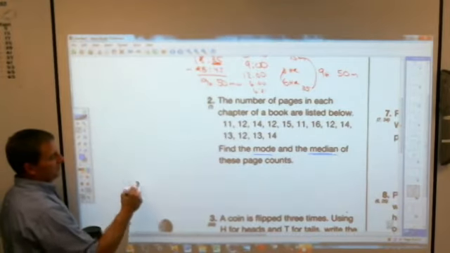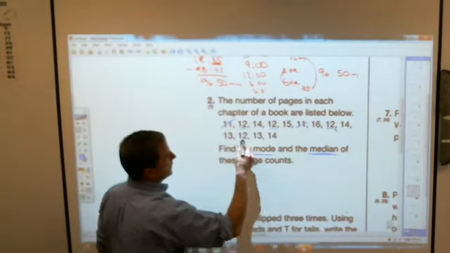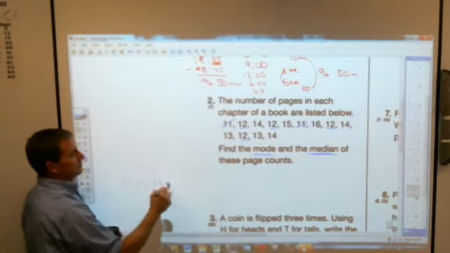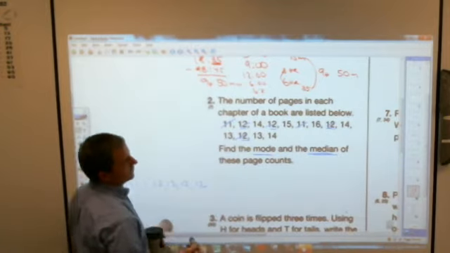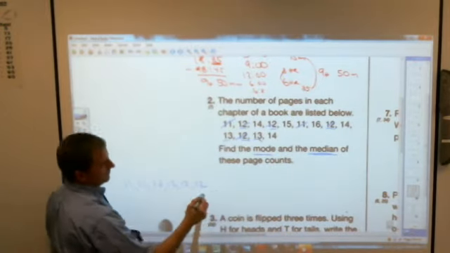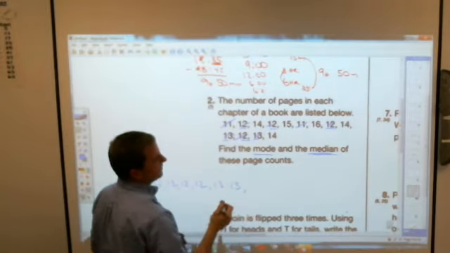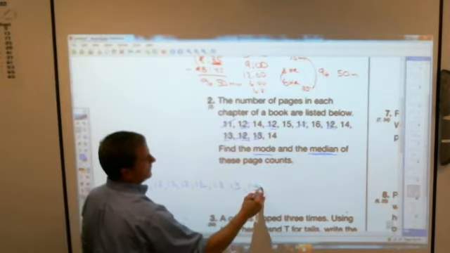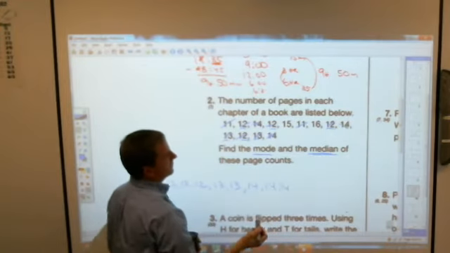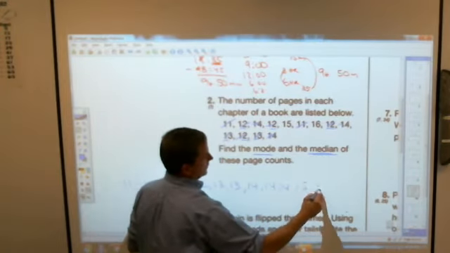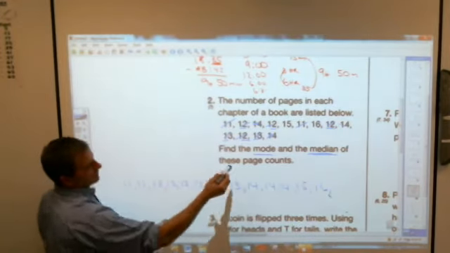So you got 2 11s, right? Do I have any more 11s? How many 12s? 1, 2, 3, 4 12s. How many 13s? Just 2? Stop me if I'm getting this wrong, kids. How many 14s? 3 14s? How many 15s? How many 16s? So there you go. Which one happens the most? 12. There are 4 12s, so that's the mode.